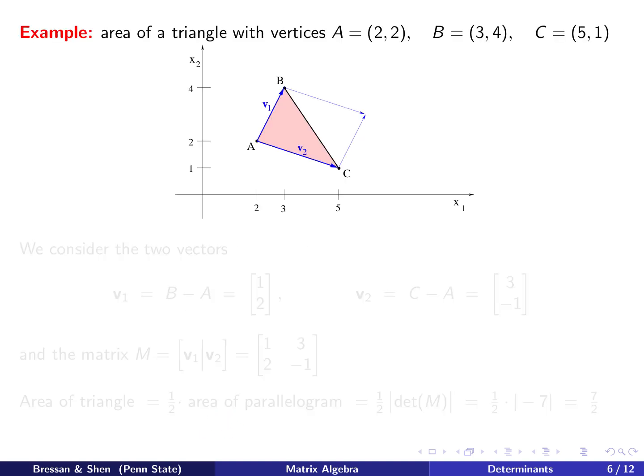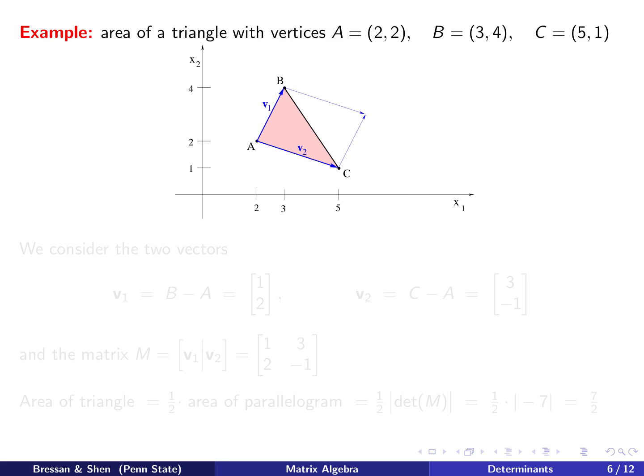We can also use this result to find the area of a triangle. Let's take this example. Let's say I have 3 points, 3 vertices, A, B and C for my triangle. The coordinates are given: (2, 2) for A, this B here is (3, 4), and this C here is (5, 1). And I want to find the area of this triangle. So how can we relate this to the area of a parallelogram?